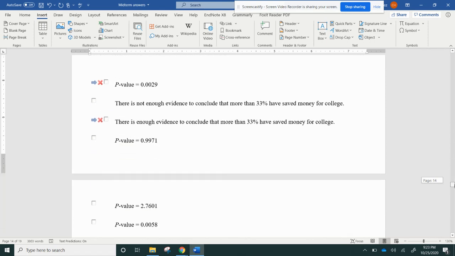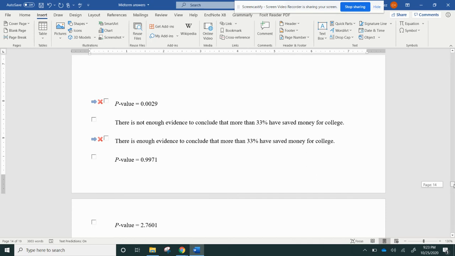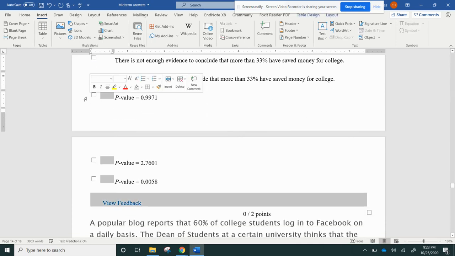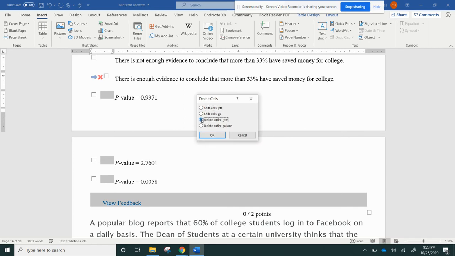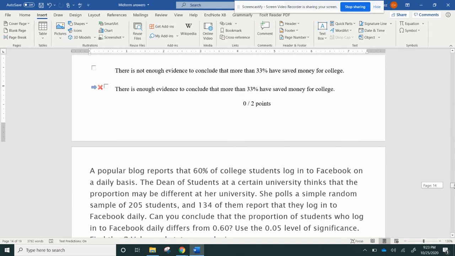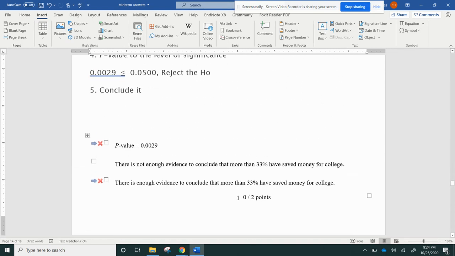Here's where it gets weird, okay? I'm going to get rid of all the other p-values because you figured out what the p-value is, and that's good. Let's delete the entire rows on these, okay? All right, so I have my p-value here. They all look wrong. They have the X's because I just needed the answer, so I didn't take the exam.